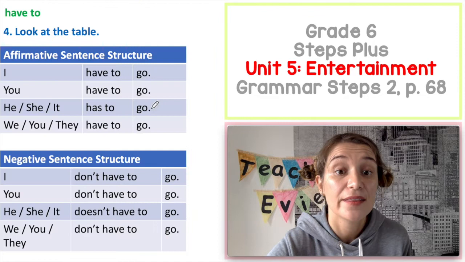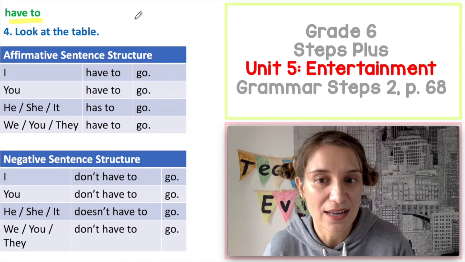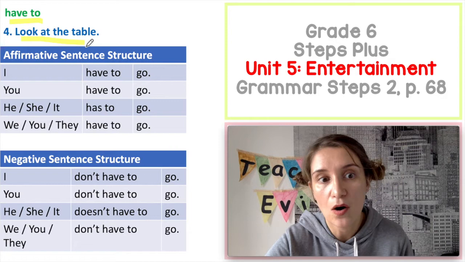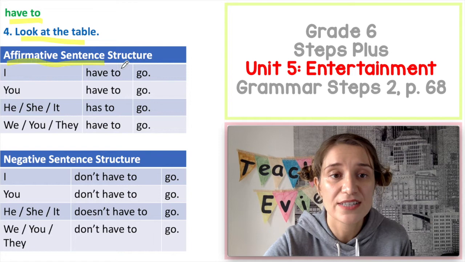Now let's do have to. Have to, czyli musieć. Musieć, ale to nie jest takie samo jak must. To jest trochę inny czasownik. Zaraz zobaczycie dlaczego. Look at the table. Patrzymy na tabelkę. W zasadzie dwie tabelki. Look at the tables, powinniśmy tutaj powiedzieć. Ok, affirmative sentence structure, zdanie twierdzące i konstrukcja.